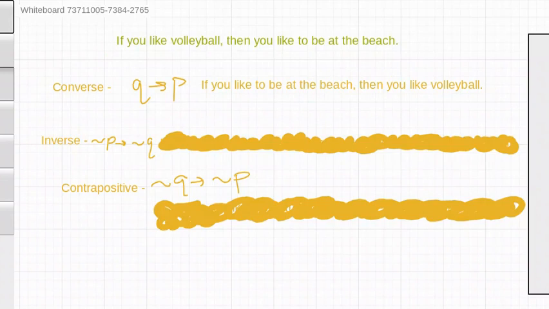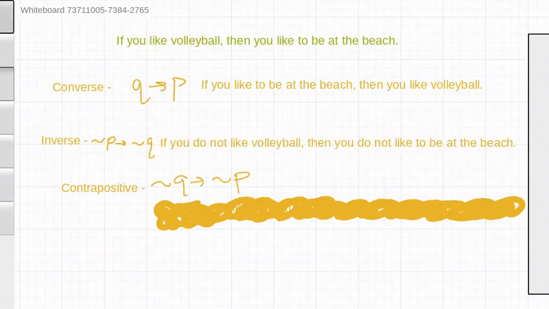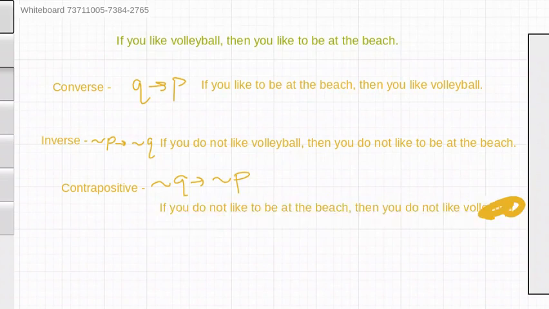The inverse is not P, then not Q. So P is volleyball, Q is like to be at the beach. So if you do not like volleyball, then you do not like to be at the beach. And our contrapositive is combining those two, flipping and negating. So it would be, if you do not like to be at the beach, then you do not like volleyball.